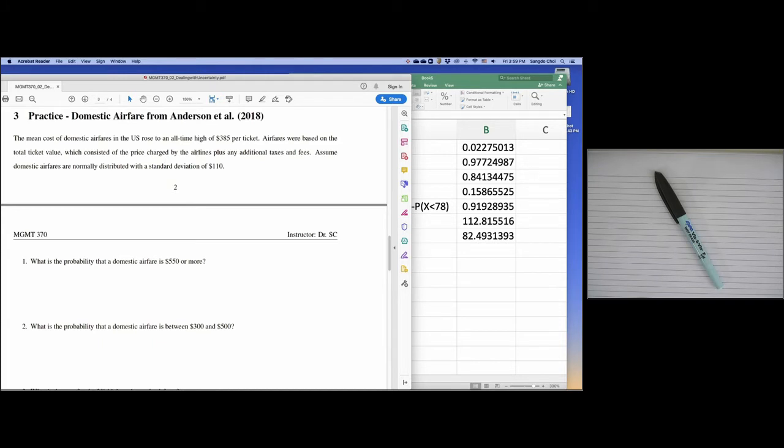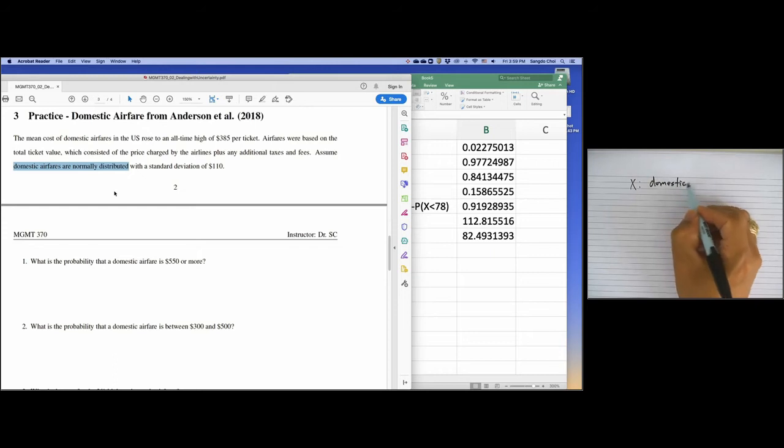There is some other information about this domestic airfare. Domestic airfares are normally distributed with a standard deviation of 110. So actually this is a keyword, domestic airfare. Now we can rewrite this in mathematical form. X is our definition, X is domestic airfare.